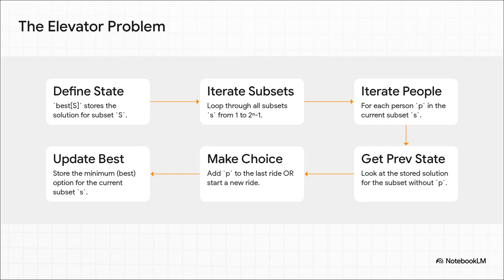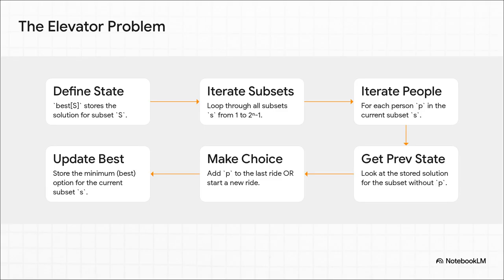Let's look at a classic example, the elevator problem. We want to find the fewest elevator rides to transport a group of people. Instead of trying every order, we calculate the best solution for every possible subset of people. So what we do is we define a state, we'll call it best S, which stores the best answer for the subset represented by the bit mask S.